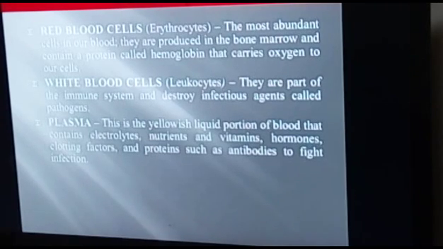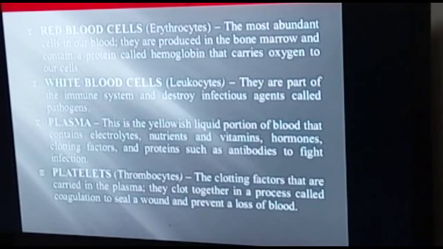Plasma is the yellowish liquid. It contains electrolytes, in other words, things like sodium, potassium, calcium, stuff like that, nutrients that have been dissolved, vitamins, hormones we will talk about later, clotting factors we looked at a little bit in hemostasis, and proteins such as antibodies. These are the things that identify infection and fight it.